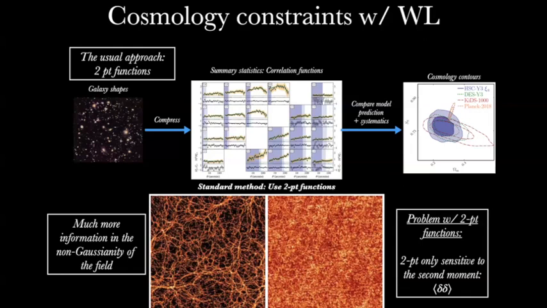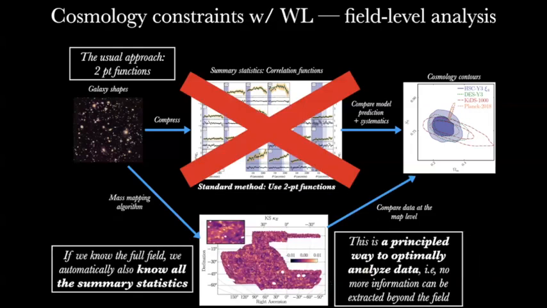So to extract all the information that's there in a dark matter map, what we propose is to use what are known as field-based inference methods. In this method, we avoid compressing the data from the galaxy catalogs into correlation functions. Instead, we try to extract all the information that's there in the full map. The philosophy behind this is that if we know the underlying map, then automatically we know all the summary statistics that are there in the data. Therefore, it's a principled way to optimally extract all the information that we can find from a given data set.